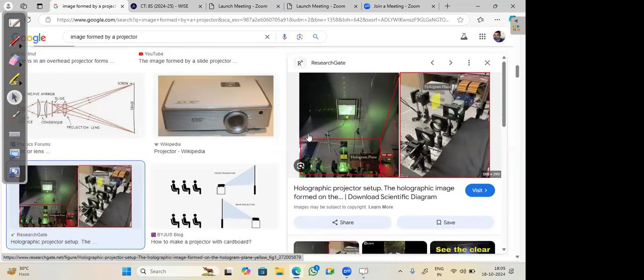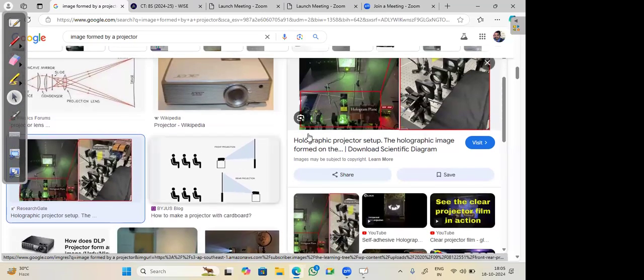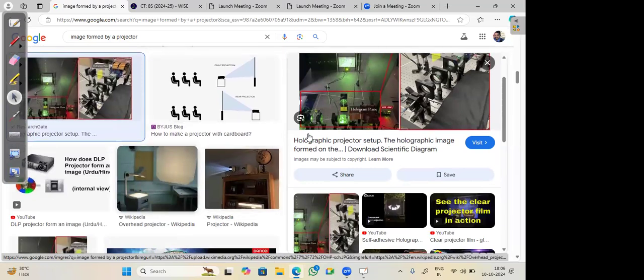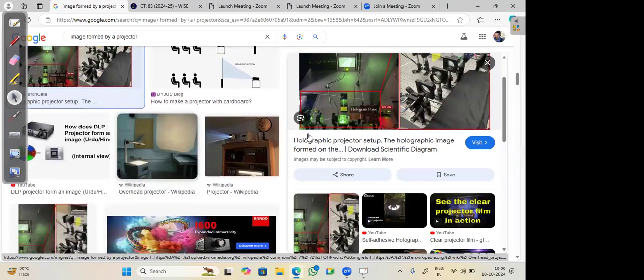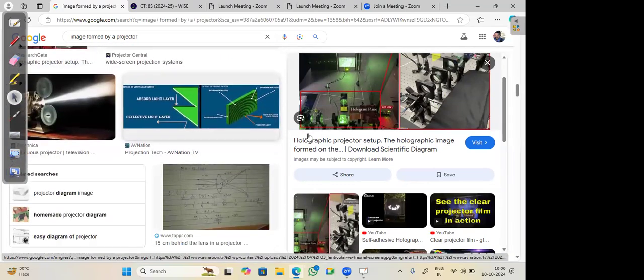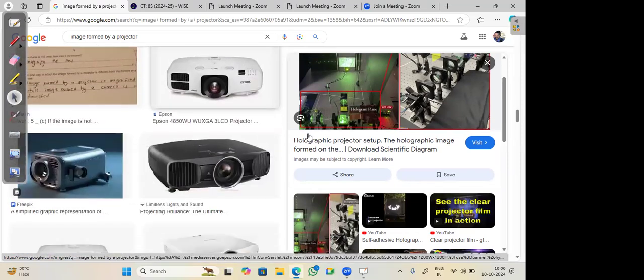See here, if you turn off the projector, you just have a screen in front of it. When the projector is turned on, the light from the projector moves and falls onto the screen. When it falls onto the screen, you can see all the images on the screen. So the image formed by a projector is a real image. It's not a virtual image, as you can see it on the screen.